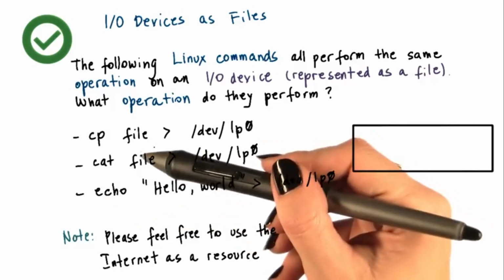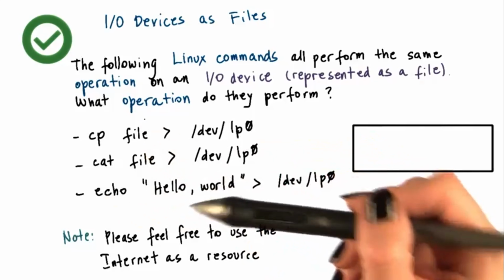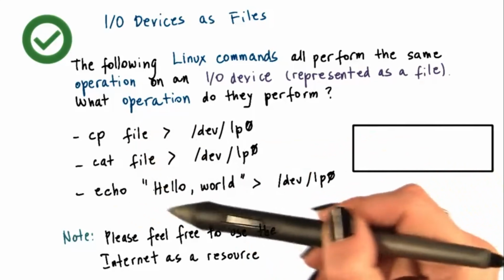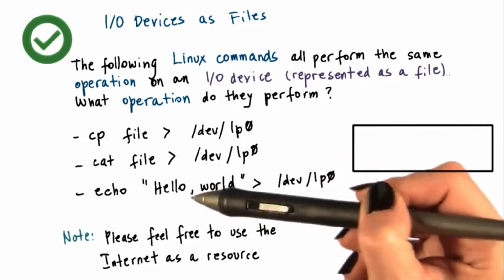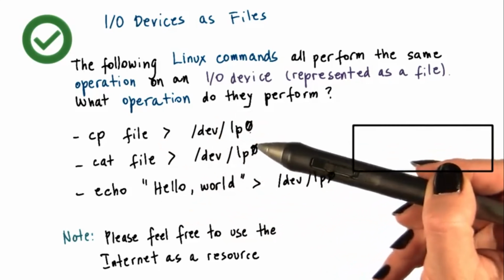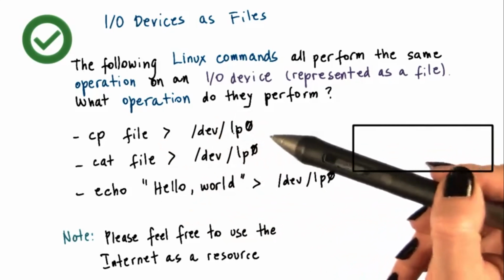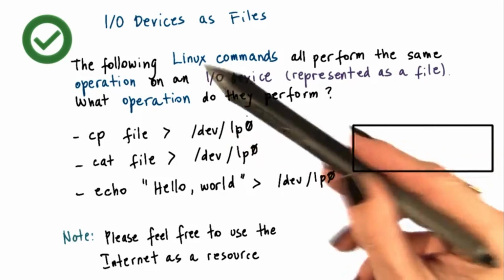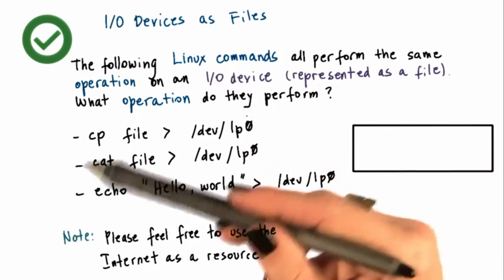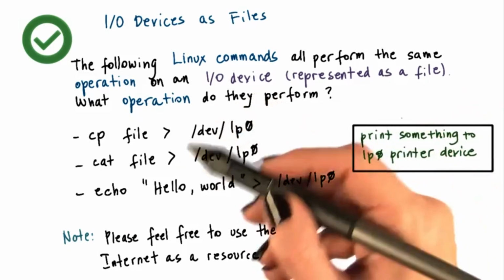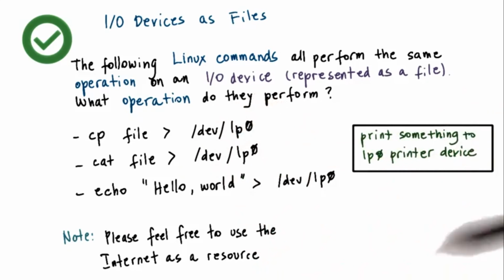If we take a look at these commands, we see that in all of these cases, there's some content, whether the contents of a file or the string hello world, that's being written into a file /dev/lp0. LP stands for line printer and 0 stands for the first line printer that's identified by the Linux system. What these commands mean is that we're printing something. So the correct answer is that each of the commands is printing something to the lp0 printer device.